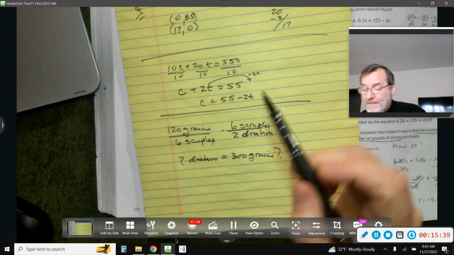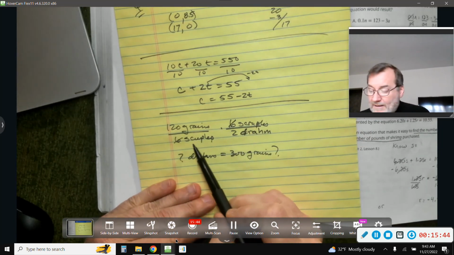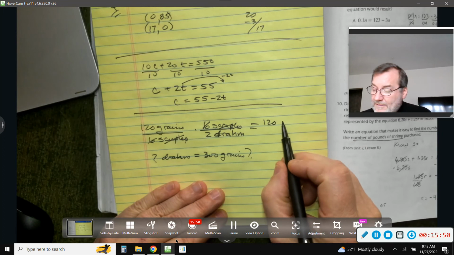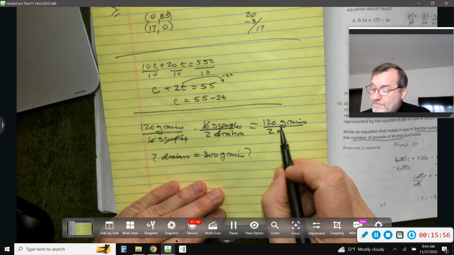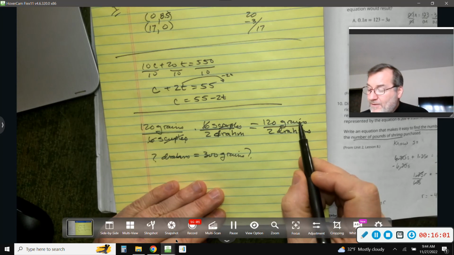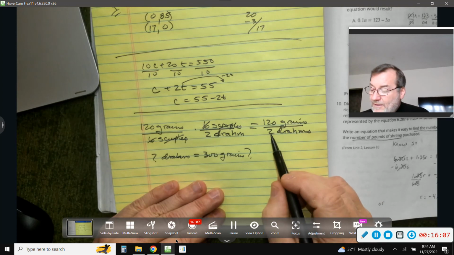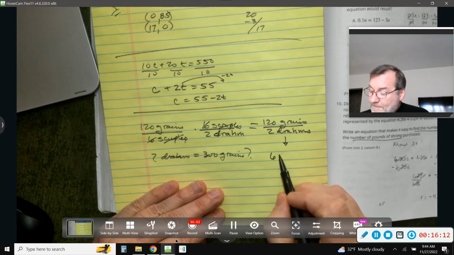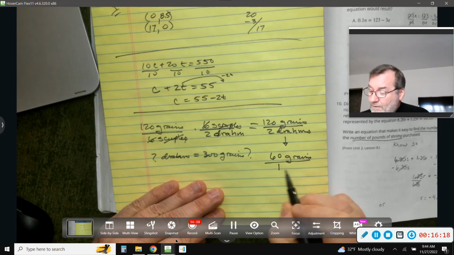It's the number 1. So if you look at this, I can cancel the 6's, and I can cancel the scruples, and what am I left with? Well, I'm left with 120 grains divided by 2 drams. Okay? So this tells me the number of grains per dram or number of drams per grain. And if you notice, 120 and 2 have a common factor of 2. So this is the same thing as saying 60 grains is equal to 1 dram.